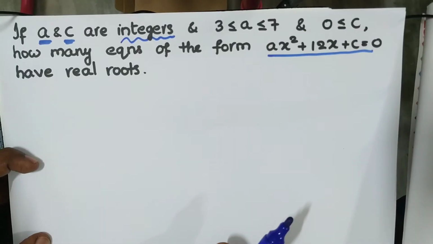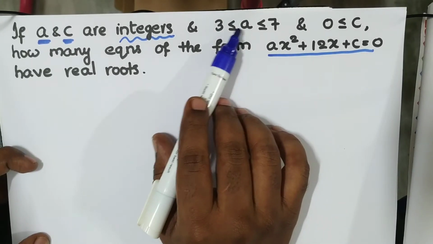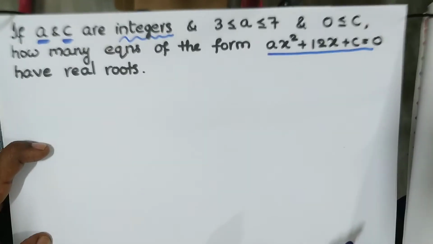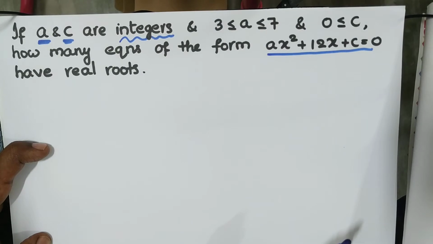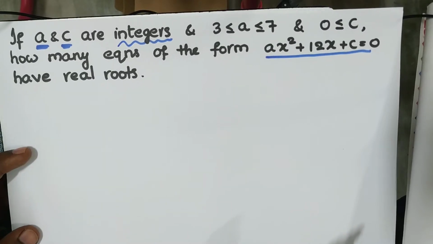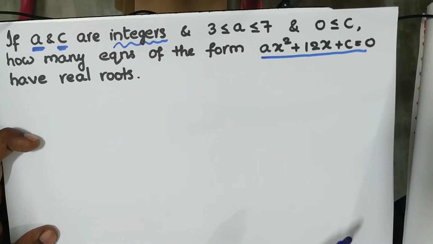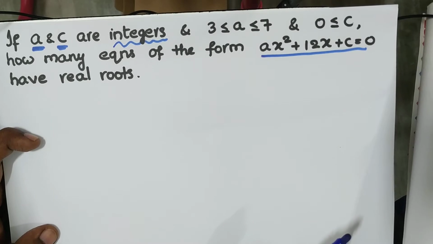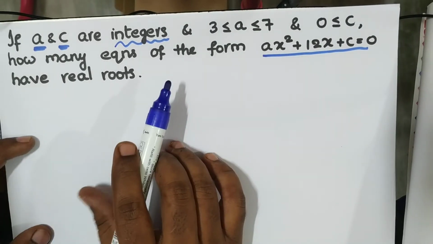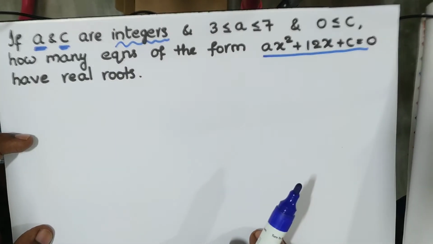You can't take any other number. For example, I cannot take A equal to 1.4, or of course A is between 3 and 7, right? I cannot take something like A equal to 3.62 or A equal to 6.5. I have to take only integers, so I must not have anything after the decimal point. Then that becomes an integer, right?